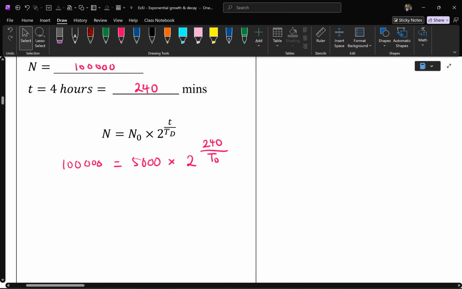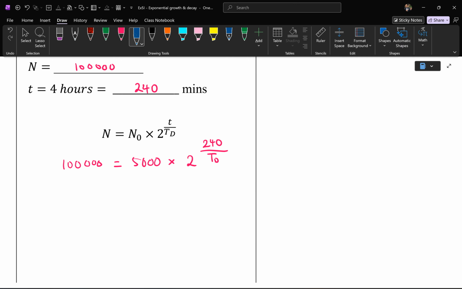Again, you can use a CAS to solve it, but I also want to see if you can do it by hand. So let's test your algebraic skills. Let's start off with Adonis. Eventually, I want to find TD. What's the first step? Good. Divide both sides by 5,000 since it's times 5,000. And 100,000 divided by 5,000 is the same thing as saying what's 100 divided by 5. 100 divided by 5 is 20.